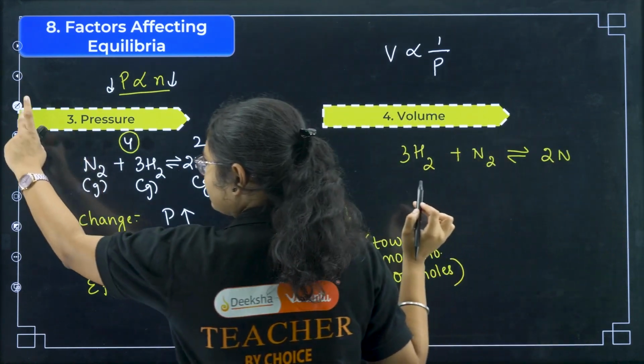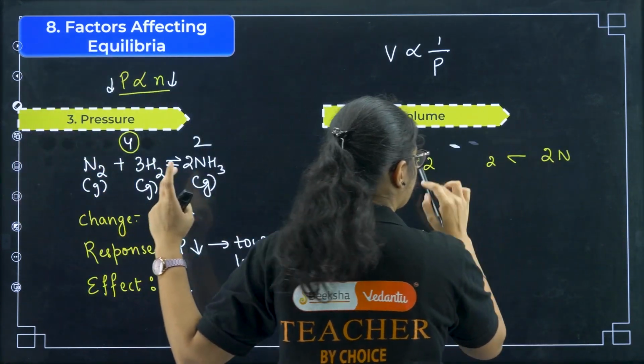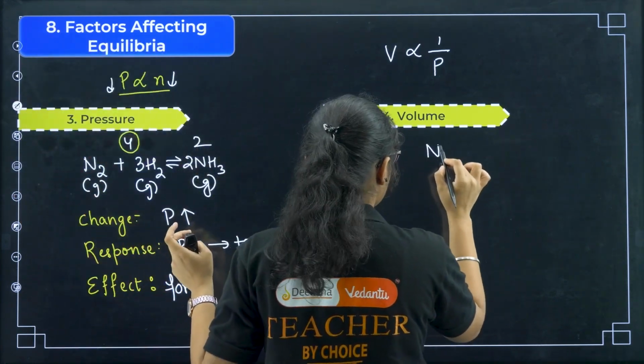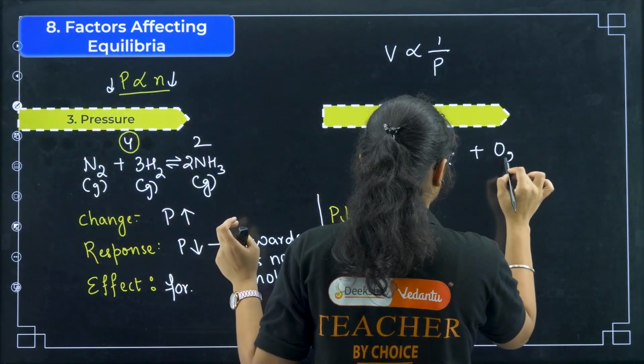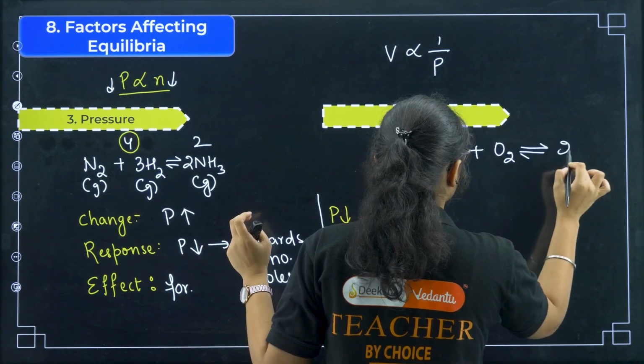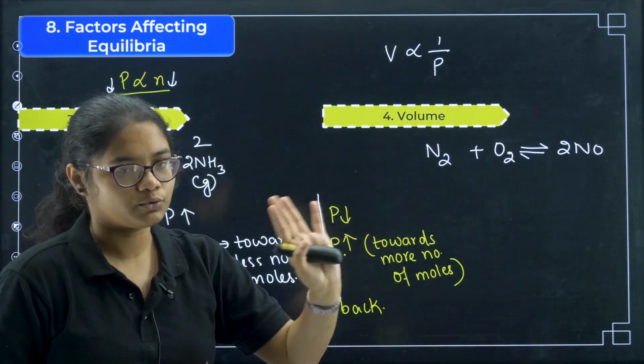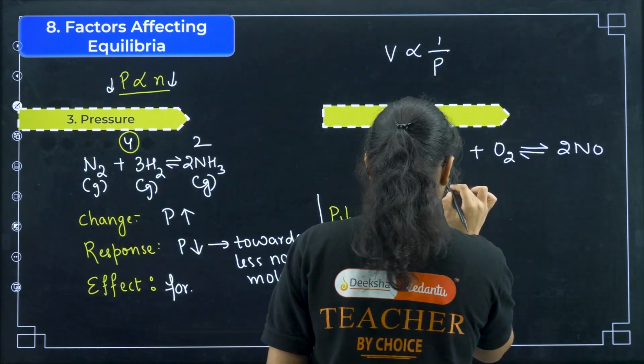We'll take one more reaction, I remembered another reaction. Let us take a different example: N2 plus O2 gives 2NO. Suppose this is the reaction, all are gas.